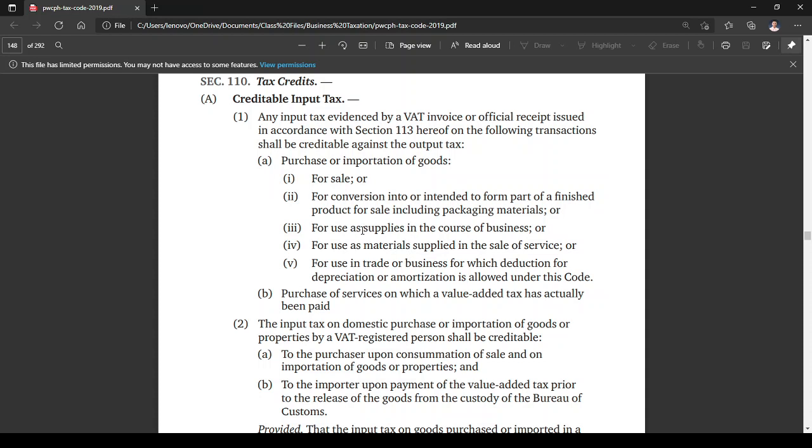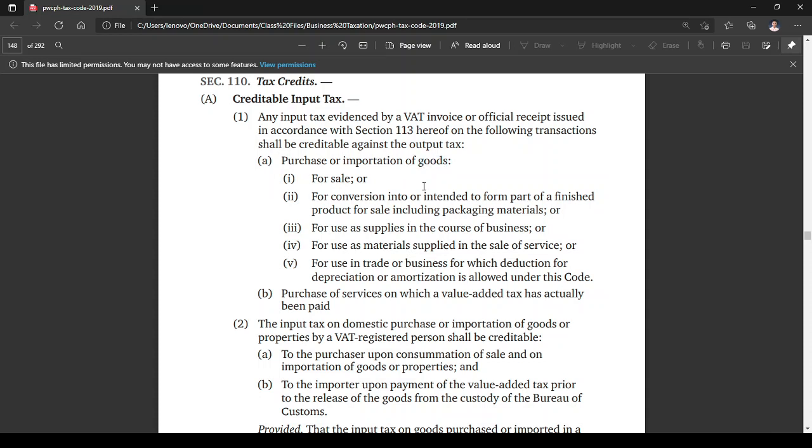So kung mga supplies na binibili natin kung may value added tax, for use as materials supplied in the sale of services, materials supplied, for use in trade or business for which deduction for depreciation or amortization is allowed under this code. Okay, so yun yung mga purchase or importation of goods.